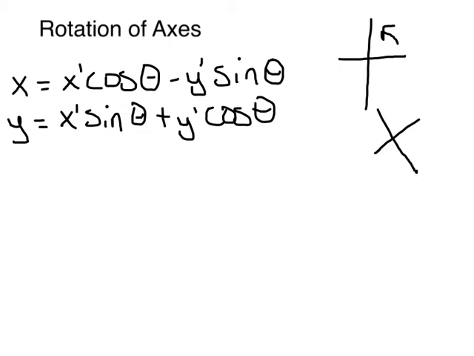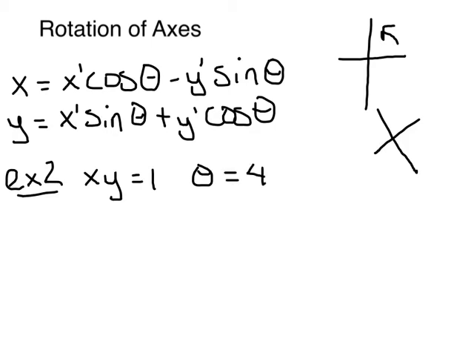So, for example, on example 2, it says that we are given the equation xy equals 1, and it wants us to find the transformed coordinates after we rotate the axis 45 degrees. So if we're rotating 45 degrees, that means that theta equals 45 degrees. All we do here is plug things in. So we're going to take x times y equals 1.